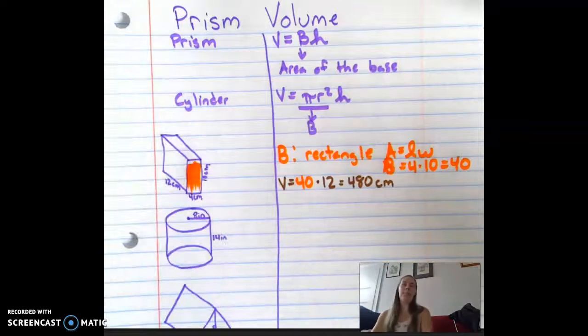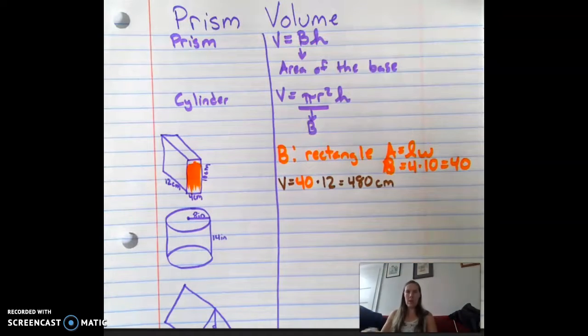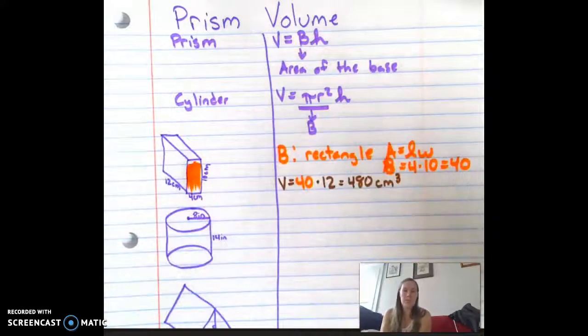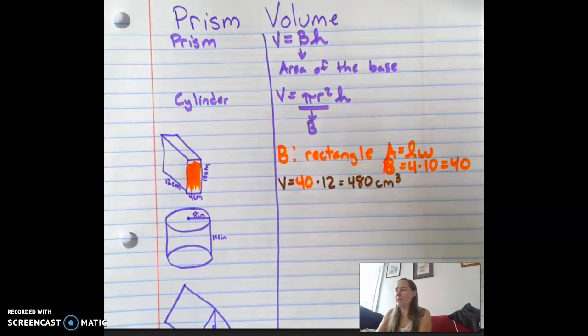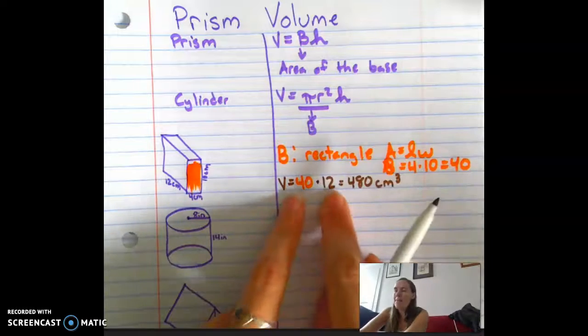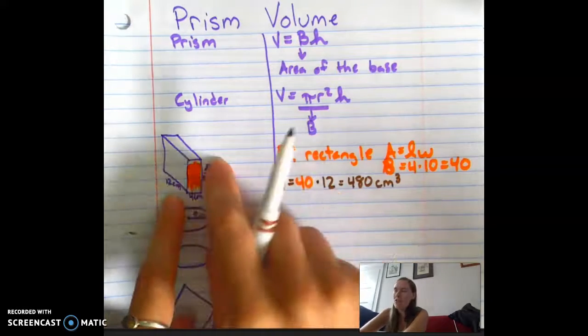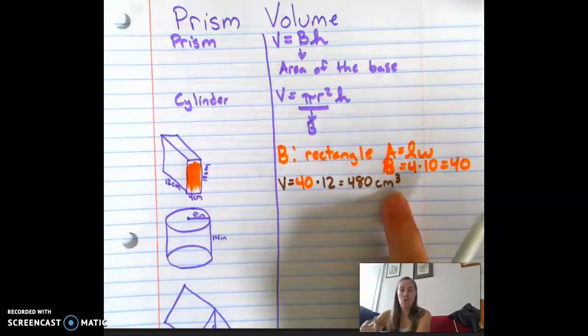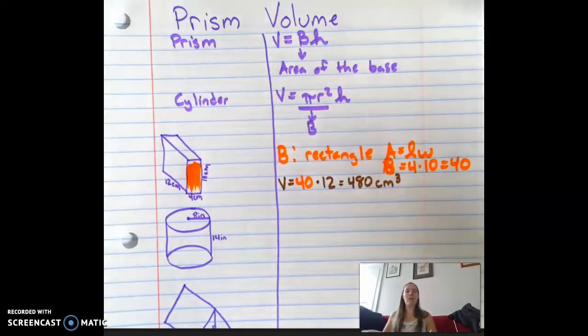We were talking about squared for area. For volume, the units are always cubed. The reason they're always cubed is because the units are already squared, and we're multiplying more units onto it. So I have centimeters times centimeters times centimeters, which means it is centimeters cubed. So that is the volume of a rectangular prism.